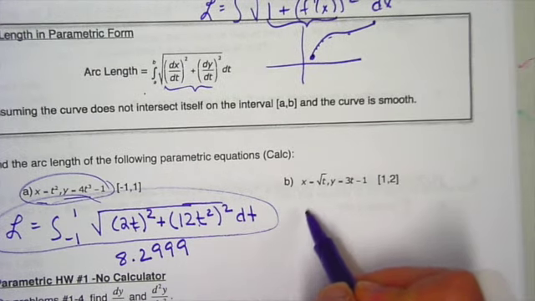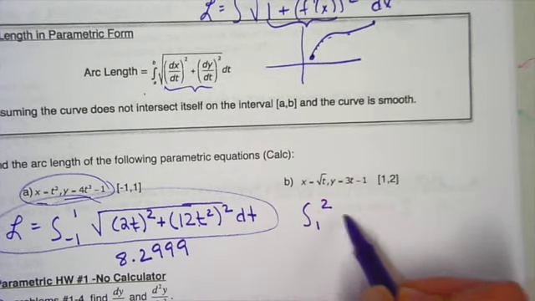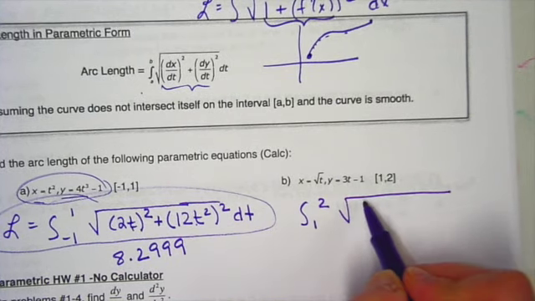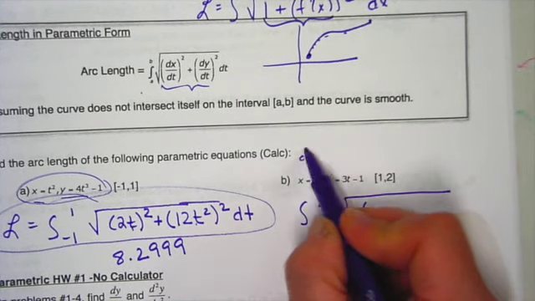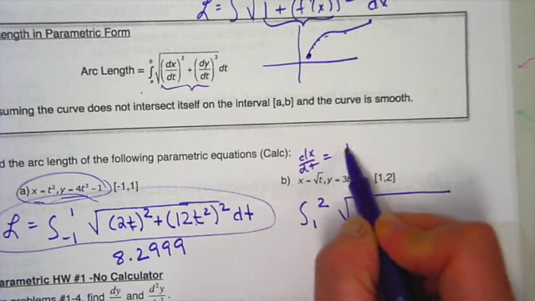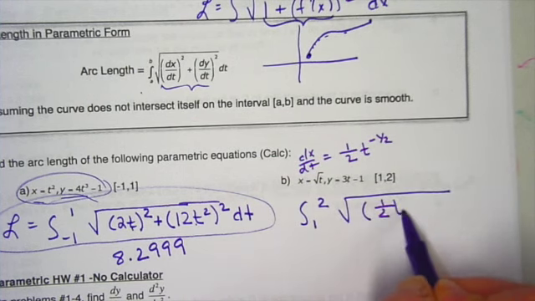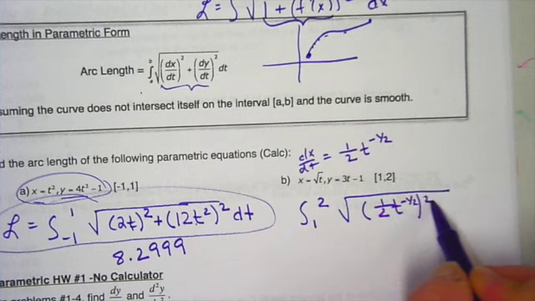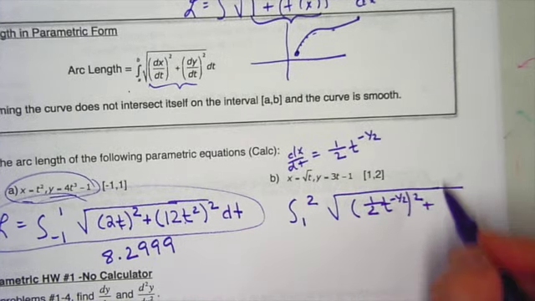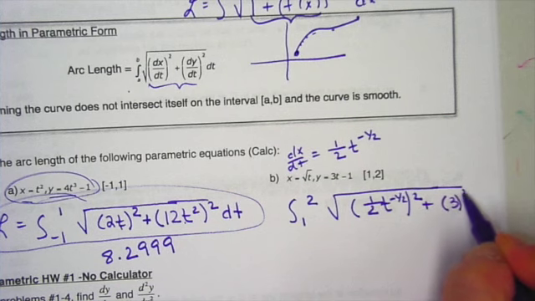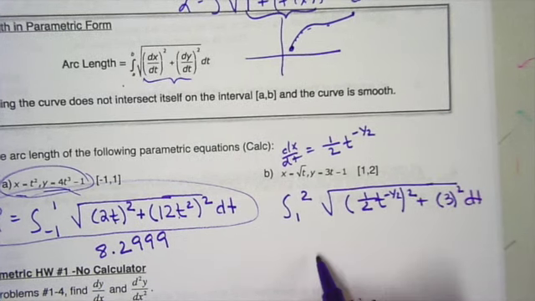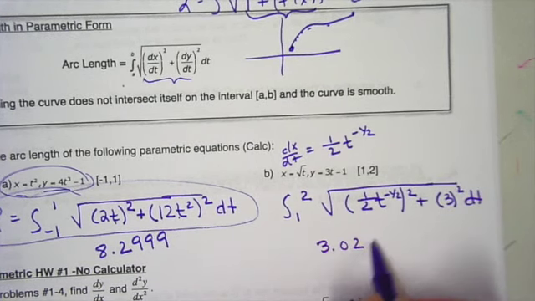Part B, so we're going to integrate from 1 to 2, square root of, your dx/dt in this problem is 1/2 t to the -1/2, so t to the -1/2 squared, plus dy/dt is going to be 3 squared dt, and if you integrate on your calculator, you should get 3.029.